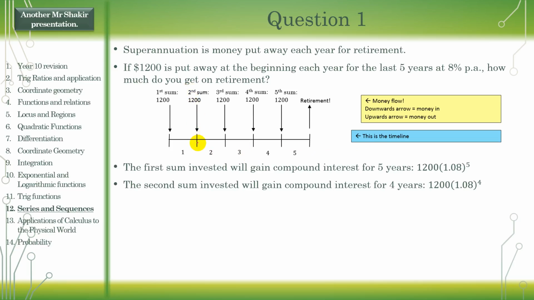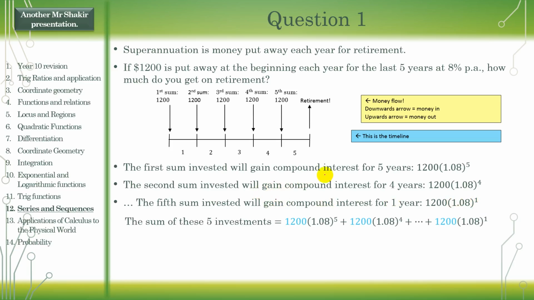The second sum will gain interest for 4 years. 1, 2, 3, 4, right? So A is equal to P R^N, right? So you can see 5, 4, it's going down. So the fifth sum that I put in at the beginning of the 5th year will get interest for 1 year. Therefore, P R^N will be to the power of 1. So the sum of these 5 investments, if I were to write this out, it would look something like this.